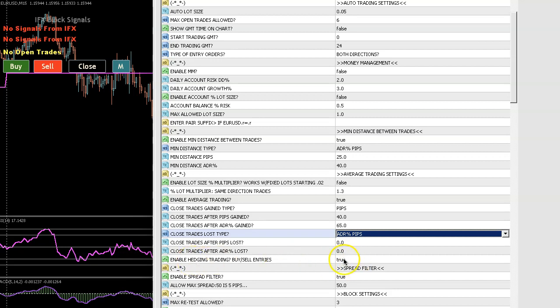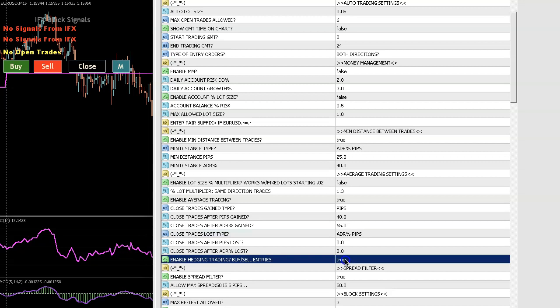Now, hedging. This is important. You can keep this true if you want to buy and sell at the same time, and then pretty much everything works together as a group, right? Or if you want this as false, what does this mean? What this means is that if the first entry of the day was a buy entry, then all it's going to do is enter only buy positions until that group closes. It's not going to enter any sell positions.